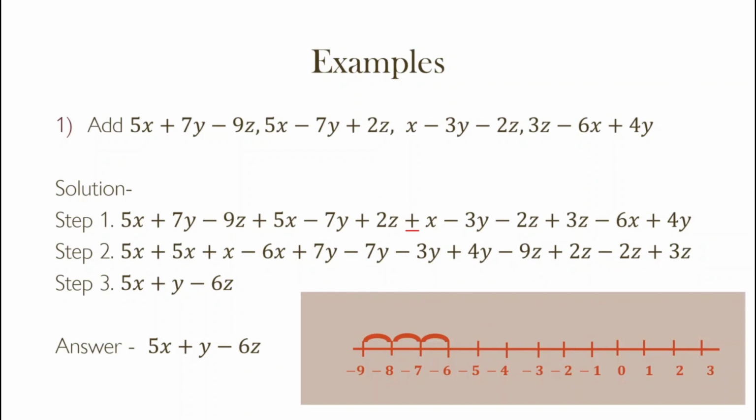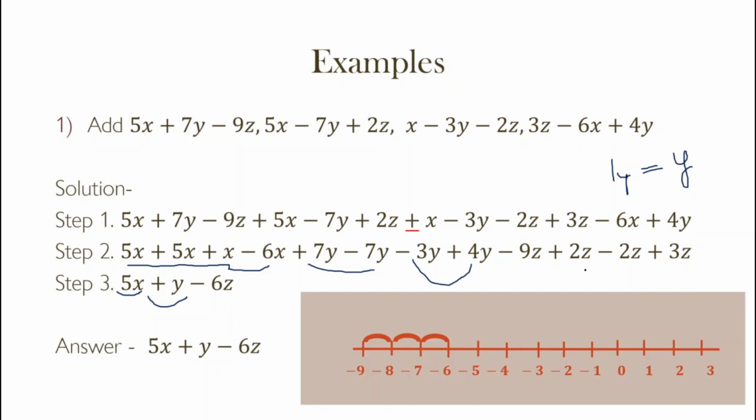So, let's do it. 5 plus 5 plus 1 is 11 and 11 minus 6 is 5. So that's how we get 5x. Now 7y minus 7y, they were both same numbers with opposite signs, so they get cancelled out and we are left with 0y. Now we just need to solve 4y minus 3y, which is 1y, right? I can directly write 1y as just y, because 1 times y is nothing but y only, right?